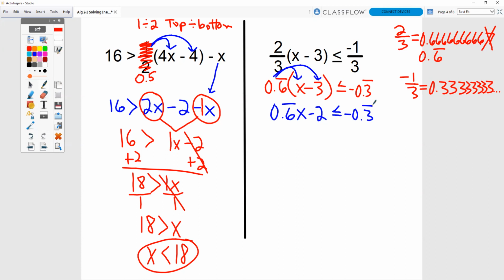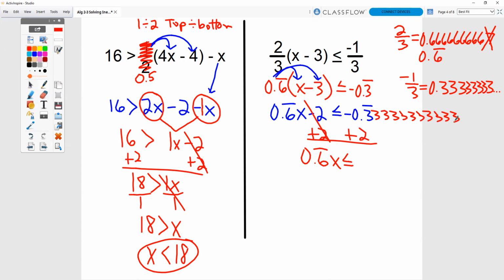Now it's just a two-step equation. So I want to get rid of this 2 by doing +2 and +2. Again, when you type this into the calculator, you're typing in -0.33333333333333333. Fill up that whole screen with threes. You can't type too many threes in. At least do like 10 of them.